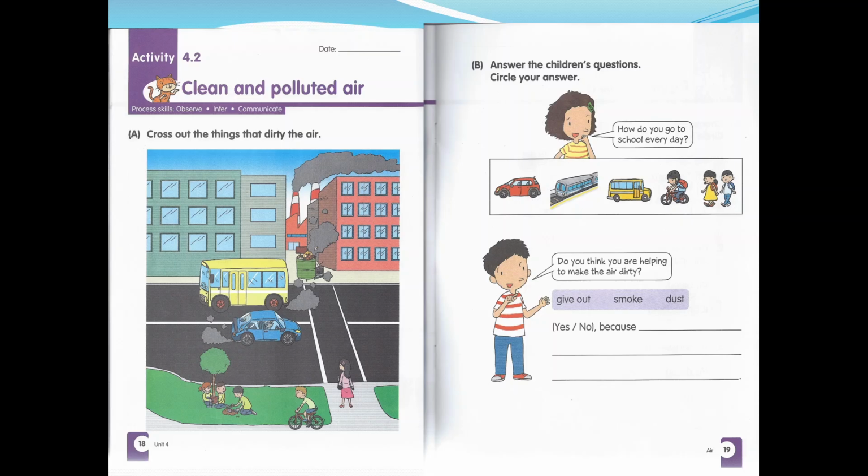Okay, please open your activity book on page 18 and 19. In activity A, you have to cross out the things that dirty the air. You can pause the video and then we check. So here, the things that dirty the air are the car, the bus, the burning trash, and the factory. On letter B, you have to answer these questions, but these questions are not correct or incorrect. It's something that you have to discuss because it's personal. It's how you move, what you do. So it's something that you can do by yourself. Let's continue.